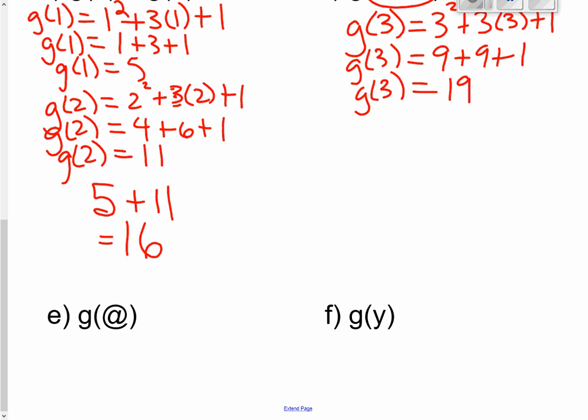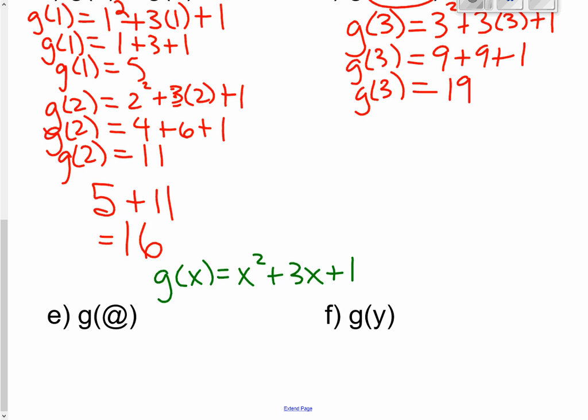Okay, what if we have something totally strange like this? Now, I'm just going to put my function right back up here. So this is what we have: g of x equals x squared plus 3x plus 1. Can I find g of @? Well, I don't even know if that even makes sense.